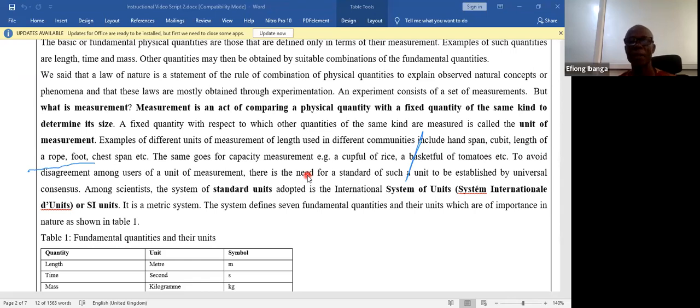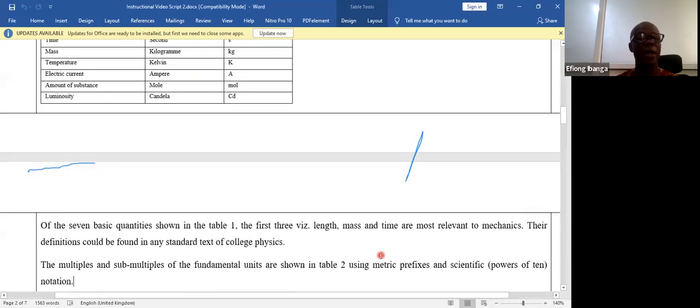Now, in science, in physics, the standard of unit is that defined by the International System of Units, SI units. So the SI unit becomes the standard. That's why we call it the SI standard. It is a metric system that is based on base 10 of measurement, of counting. The system defines 7 fundamental quantities, which you have already listed. Of these 7, the ones that we are going to use mostly in mechanics are length, mass, and time. These are the most relevant there.